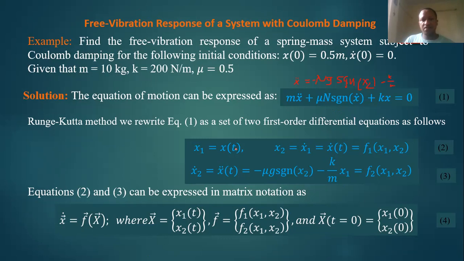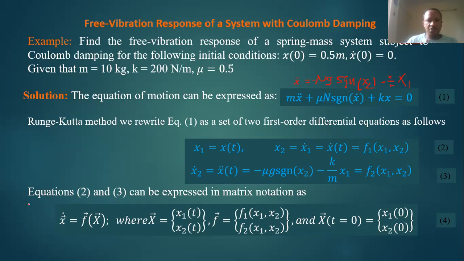This x of t is equal to x1. So they are combined like this. x2 is equal to x dot of t, which is equal to mu g sign of x2 minus k over m x1, which is considered a function f2 of x1 and x2. Here x1 and x2 are both available. Here also x2 and x1 are available.